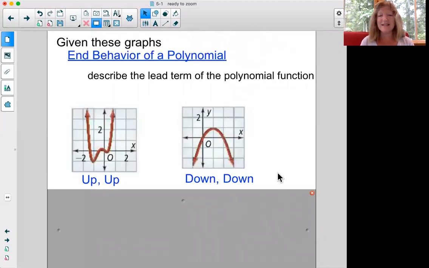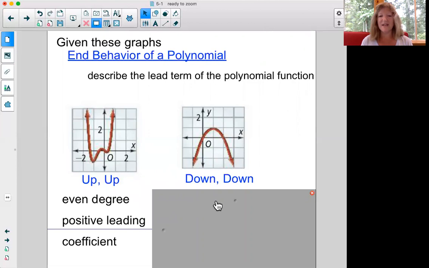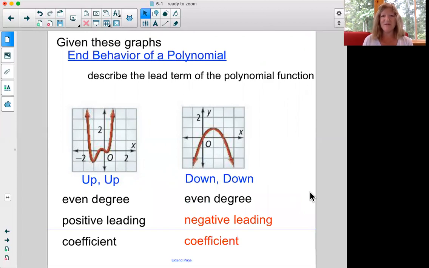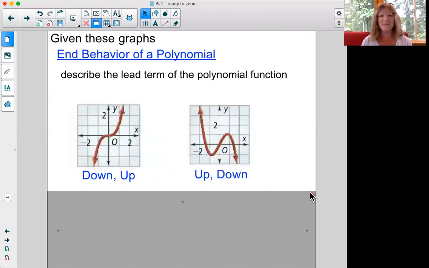So now practice. Pause the video and try to figure out what the leading term would have to be like to have this end behavior here and here. Up, up, positive, even. Down, down, negative coefficient, but even degree on that leading term.